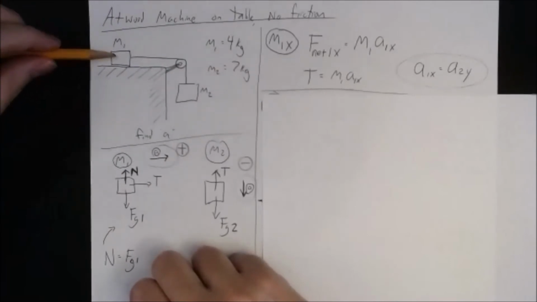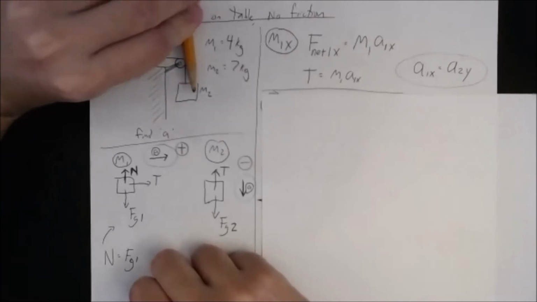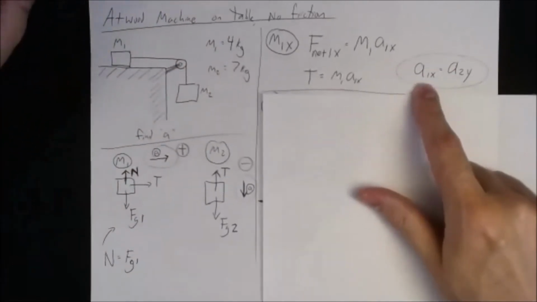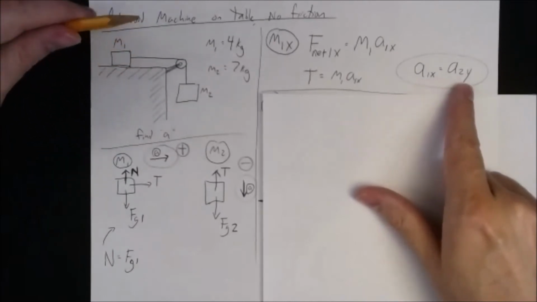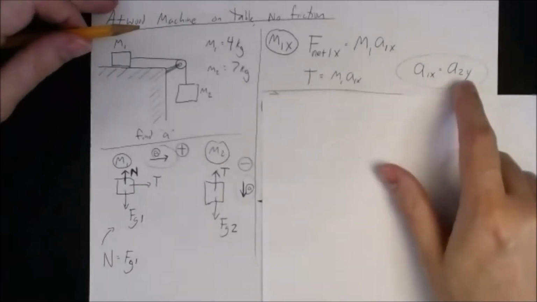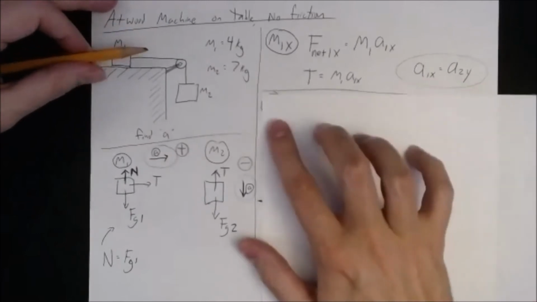If this one accelerates at 1 meter per second squared, this one has to accelerate at 1 meter per second squared in that direction. So I can say that the acceleration of block 1 in the x direction is equal to the acceleration of block 2 in the y direction. Knowing, of course, that that's going to be negative, and we need to account for that negative.